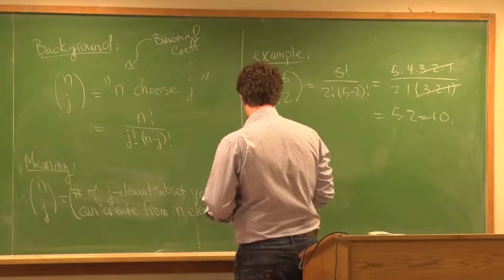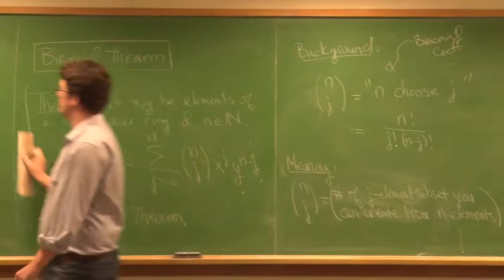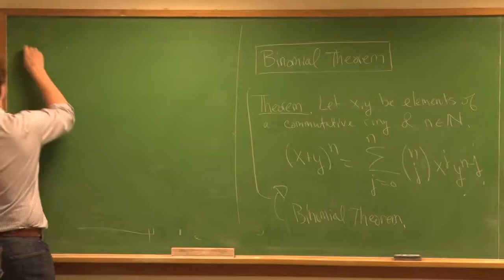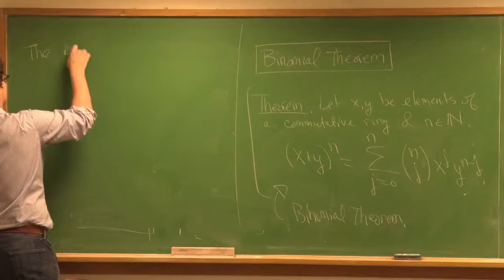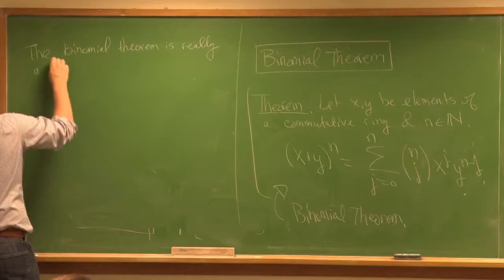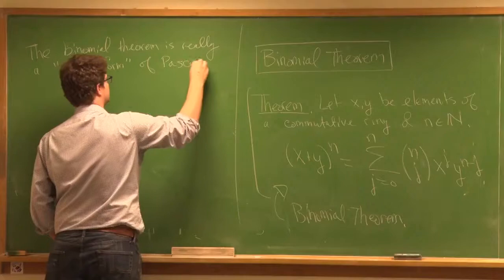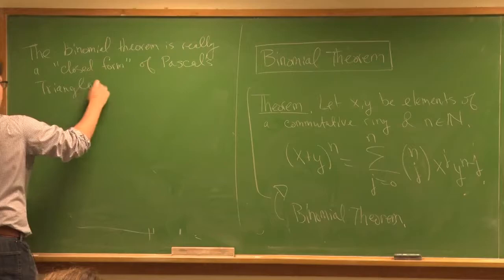The other thing is, let me talk about what this formula is doing. So this formula is really the generalization of Pascal's triangle. Okay. So I'll just start it over here. The binomial theorem is really a closed form, so it's not like an algorithm of Pascal's triangle. Okay, so Pascal's triangle is this thing.